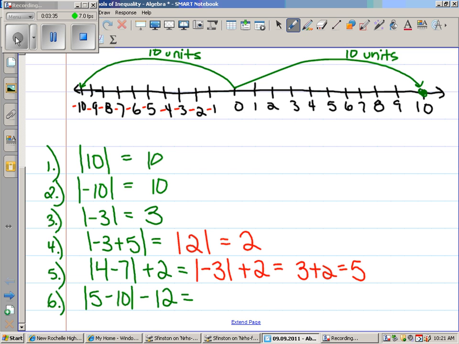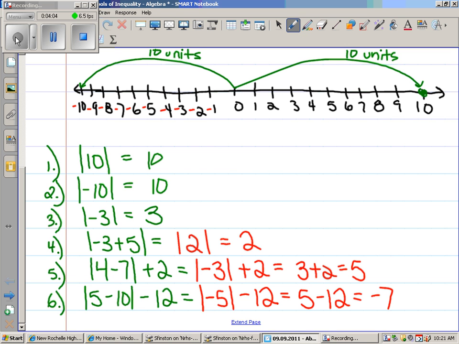And finally, that last one. Now, some people I understand can do this kind of stuff in their head. No problem. I totally appreciate that. What's 5 minus 10? Yeah, negative 5. The absolute value of negative 5 is just 5. How much is 5 minus 12? Negative 7. Very nice.